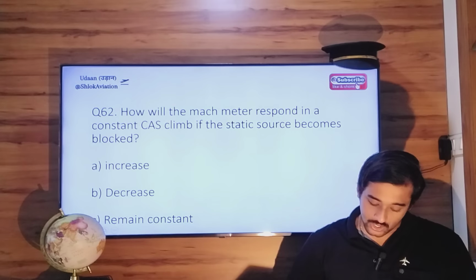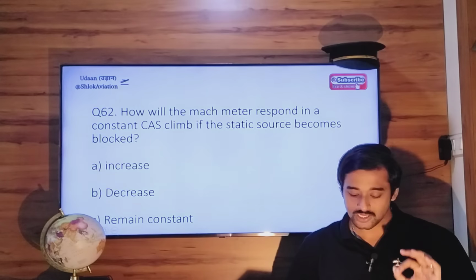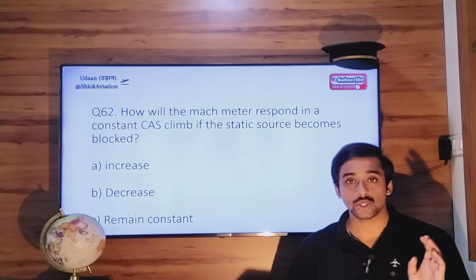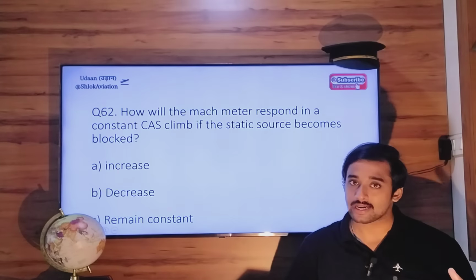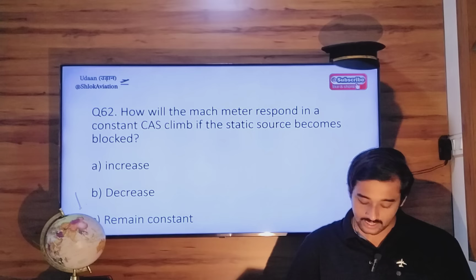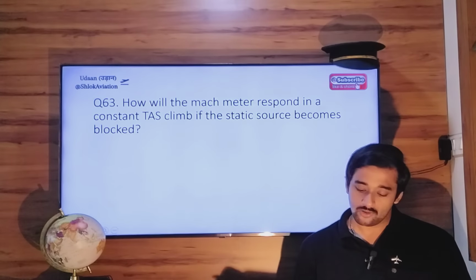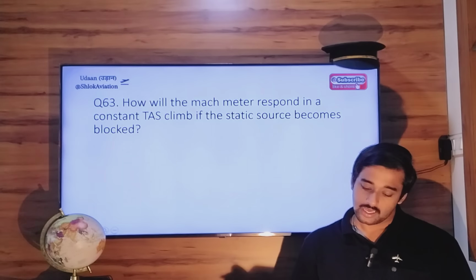So the final answer to your question 62: how will the Mach meter respond in a constant calibrated airspeed climb? Part 1, I explained it should increase. But if the static port is blocked, there will be an adverse impact. So Mach number will decrease. Okay. Understand the theory.